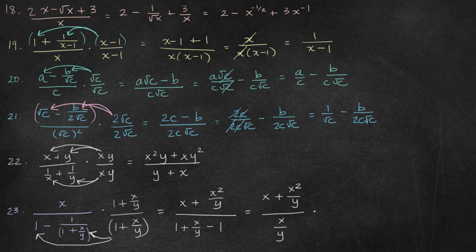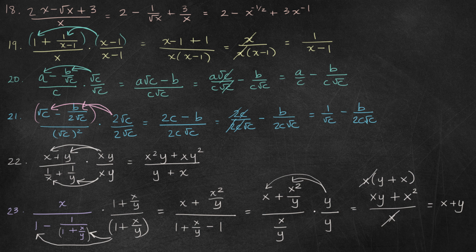The least common denominator now is just y, so I'm going to multiply the outside fraction by y over y. So I distribute the y to each of those terms. I get xy plus x squared over, and then on the bottom, x over y times y is just x. I can factor out an x in the numerator, so x times y plus x, and then one of the x's cancels out, and my final answer here is just x plus y.